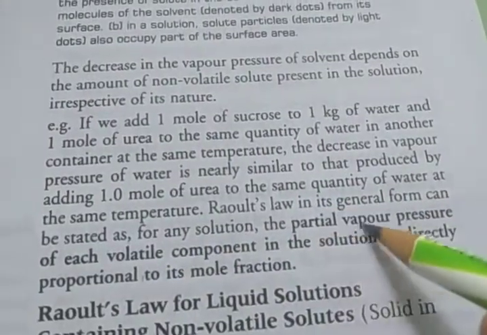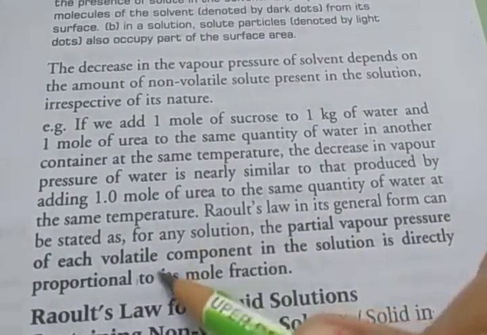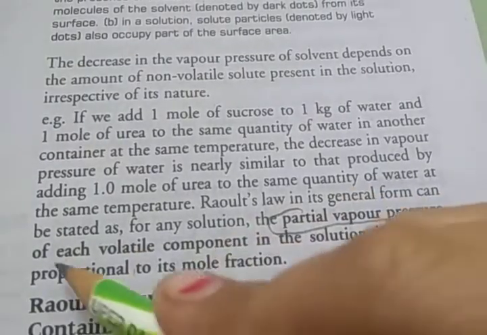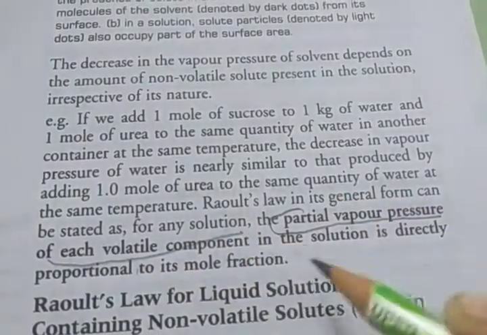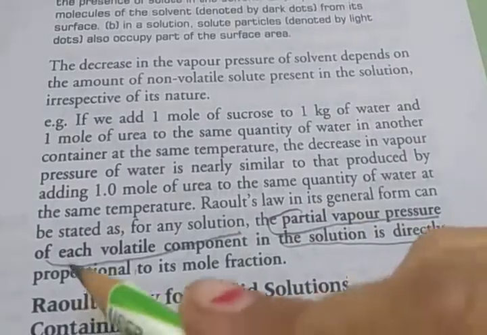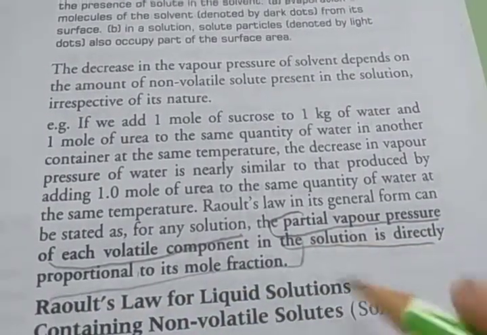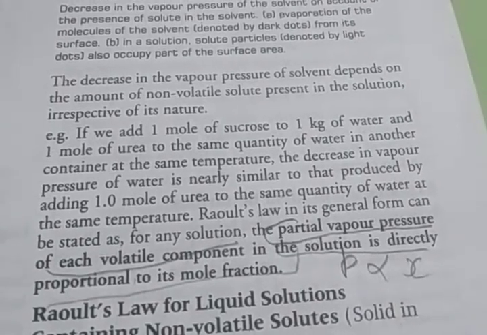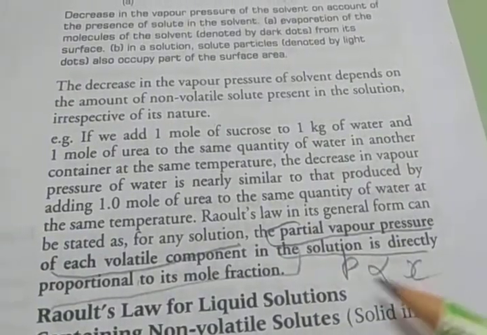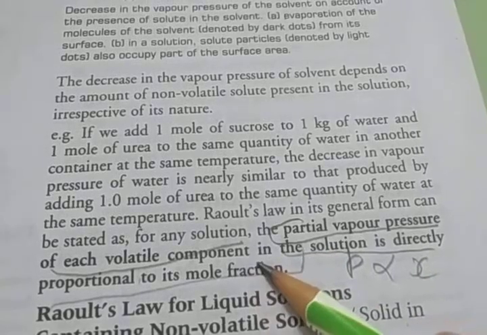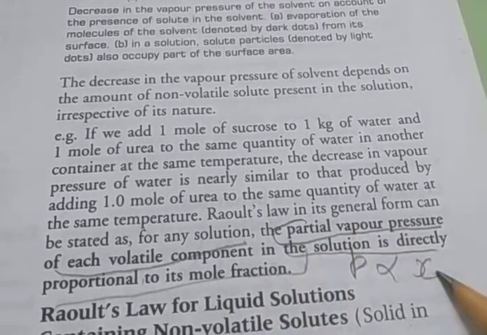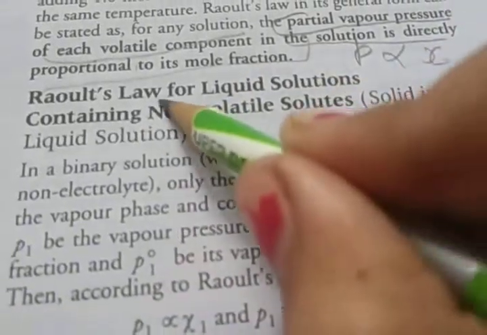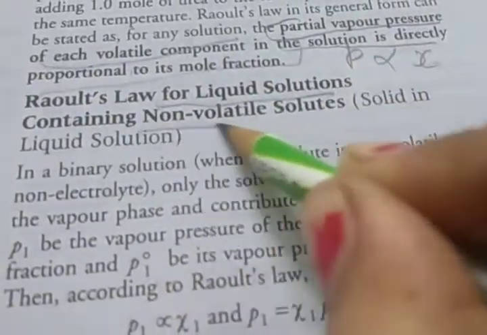So Raoult's law in its general form can be stated: the partial vapor pressure of each volatile component in the solution is directly proportional to its mole fraction, P directly proportional to X. Partial vapor pressure P of each volatile component is directly proportional to the mole fraction. So now, Raoult's law for the liquid solution containing non-volatile solutes.